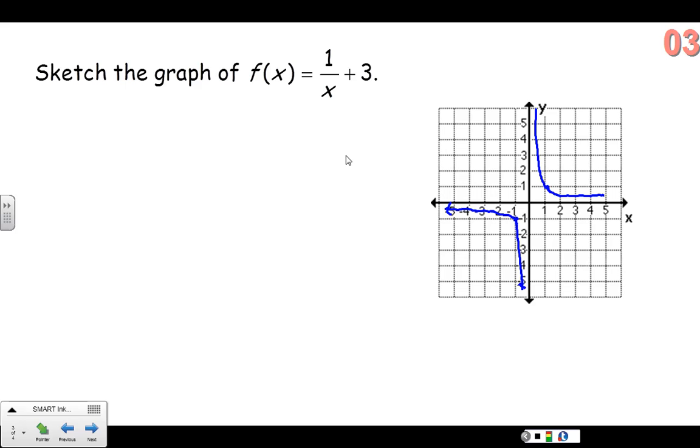So if I shift everything up 3, what I should do is just shift that asymptote up 3. So this is my new, let me do this in a different color, this is my new asymptote right here. The y-axis asymptote won't be shifted at all, but the x-axis asymptote would be shifted up. So this is actually the graph we would be looking for. Take the blue out now. The graph we will be looking for will look like so. Everything's just shifted up 3 units.